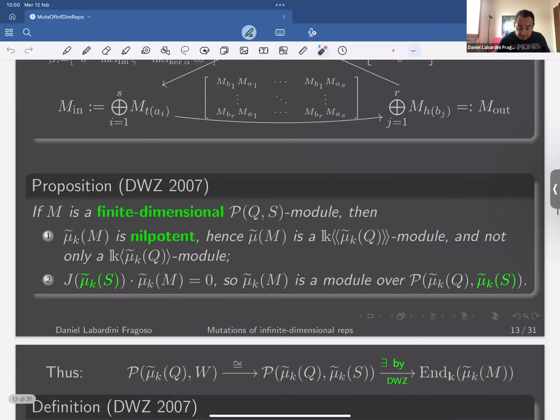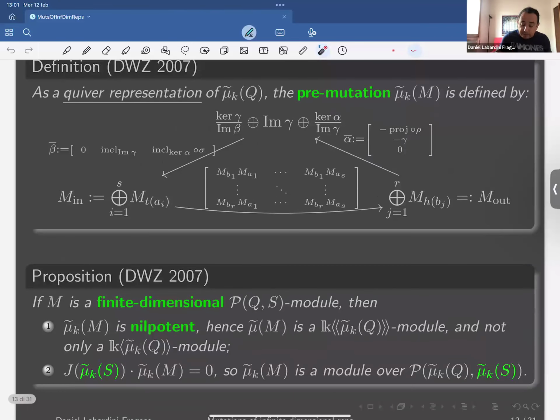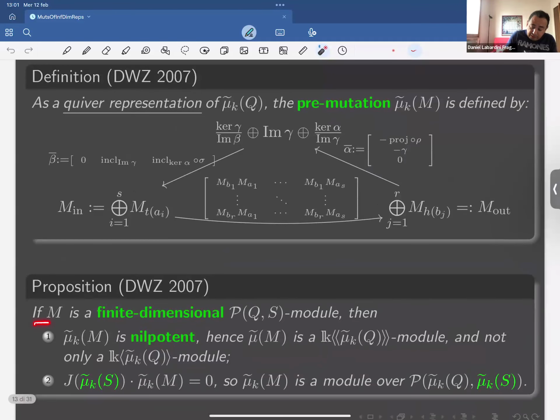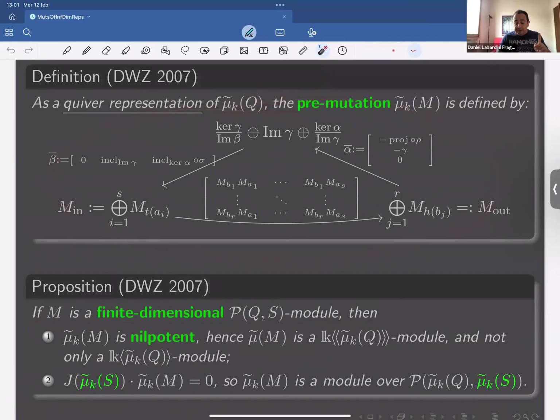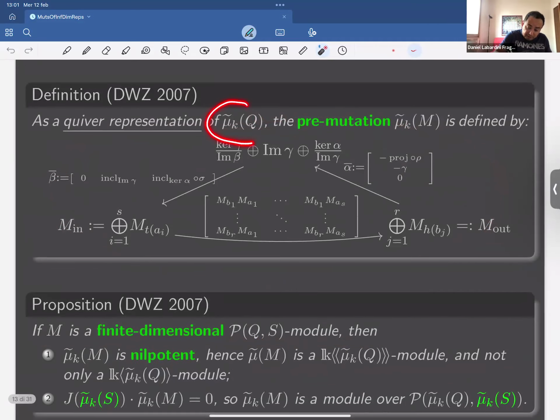Okay, and then they prove that if M is finite dimensional, then this defines... so let me backtrack a little bit. So you see, with this information, what we have is linear maps attached to the arrows of the quiver mu k tilde of q that I mentioned at the beginning of the talk, before deleting 2 cycles.